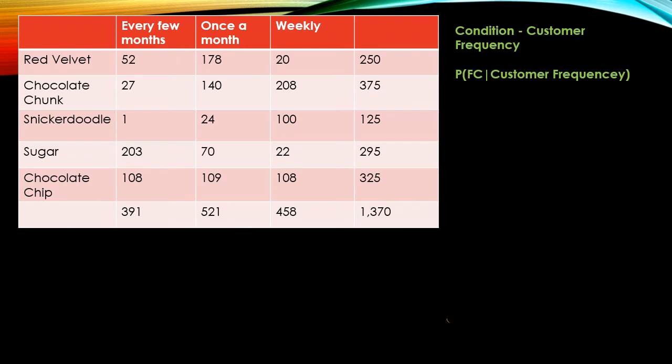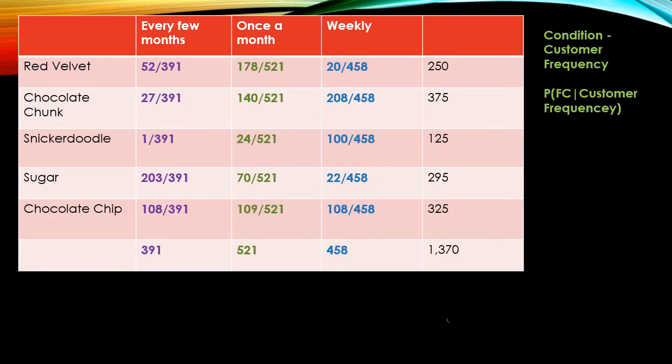So we've looked at conditional probability given the event is the favorite cookie, but what if we want to look at our customers, how frequently they come in, and see what they have in common and what they have different. So at this time, we're going to go down the columns because the customer frequency is the given event.